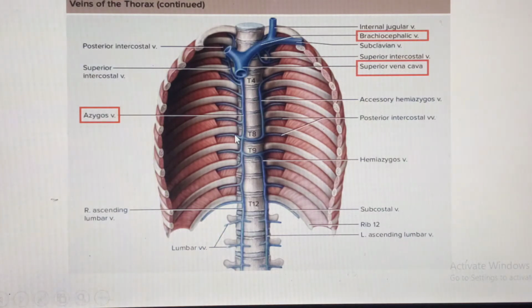Now, apart from that, it may also receive some esophageal tributaries. It may also receive some bronchial tributaries, as well as even mediastinal tributaries towards the right. Now, we don't have an exact copy of this one on the left.